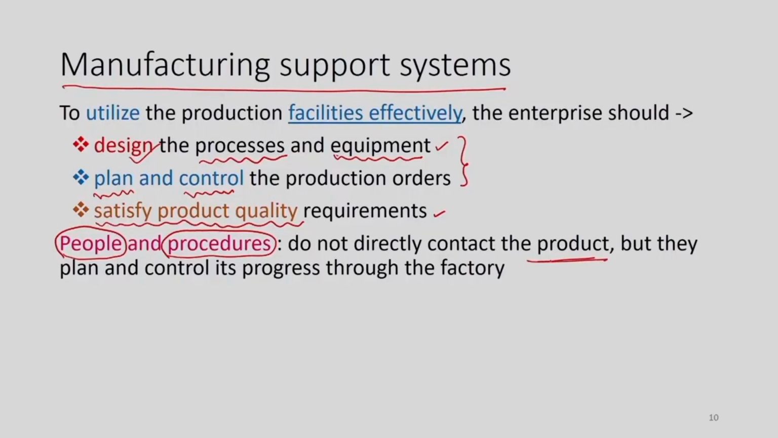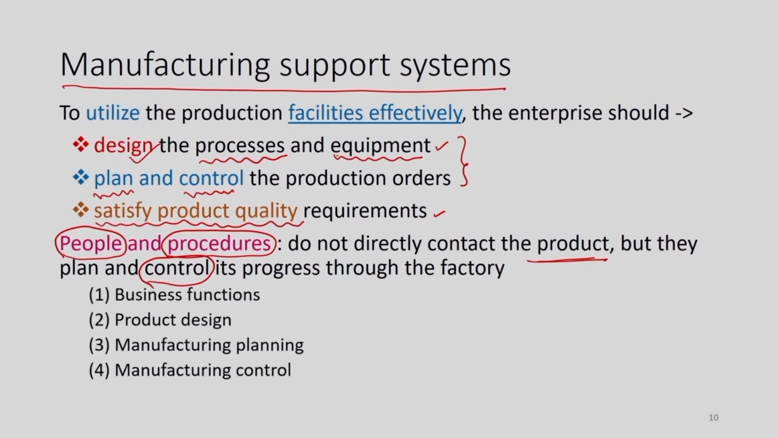These people and procedures may not directly come in contact with the product, but they are controlling the entire operations through the factory, through the equipment. So, what are the various elements of this manufacturing support system? The manufacturing support system has work related to the business functions, work related to product design, work related to manufacturing planning and manufacturing control.